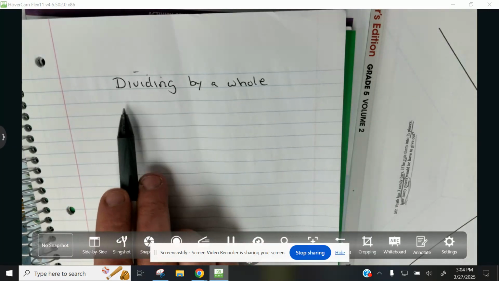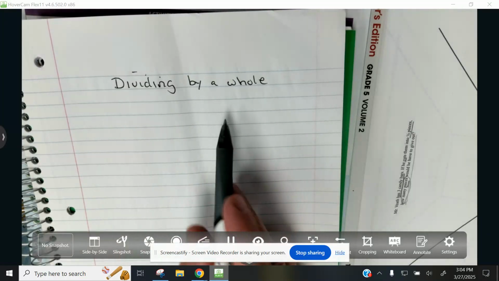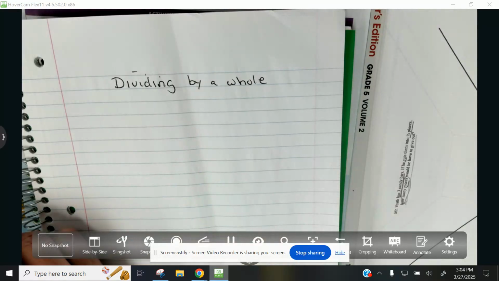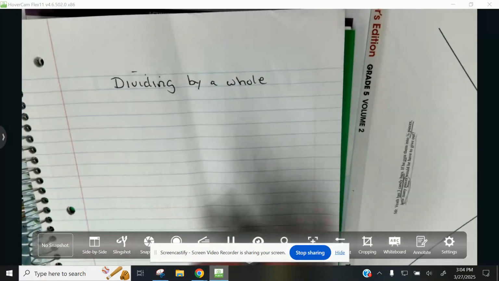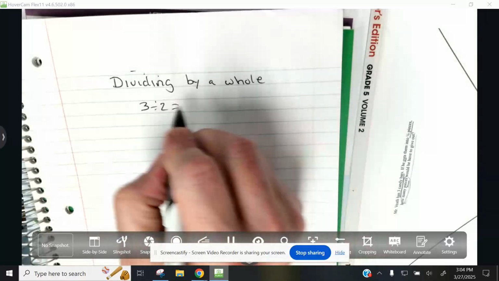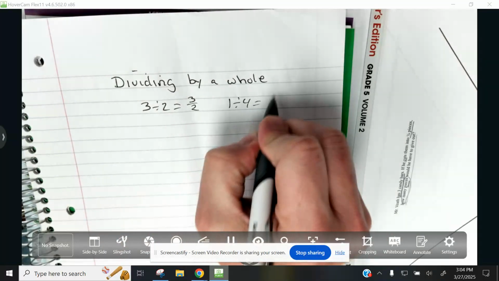What we have goes first, divide, cut, split, each. All those words help us know divide. But now we're going to be dividing by a whole. Kind of what we did the other day when we did fractions as division, when we had 3 divided by 2. You don't have to write this down. And we said it would be 3 halves. Or 1 divided by 4 is 1/4.